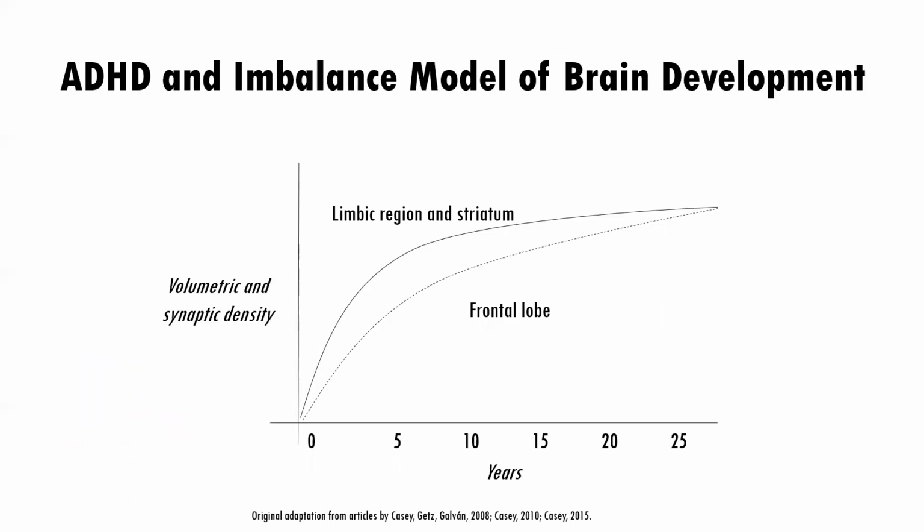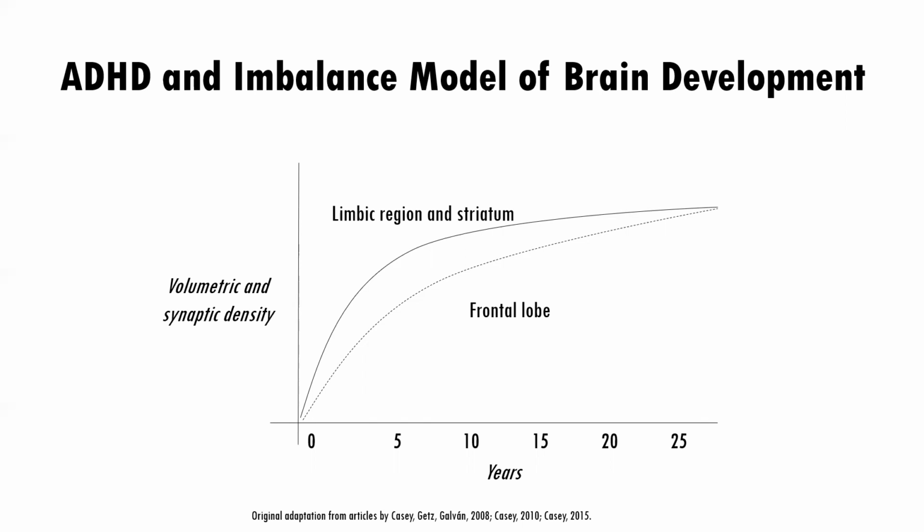So, ADHD, how do we understand it? Right? What is going on that a person develops it? We have to first talk about the typical way in which the brain develops. Okay, this is true for all children, with and without ADHD. You'll note that in terms of volumetric and synaptic density, the limbic region and the striatum, what we associate with, for example, emotional processing, memory, that develops faster than the frontal lobe.